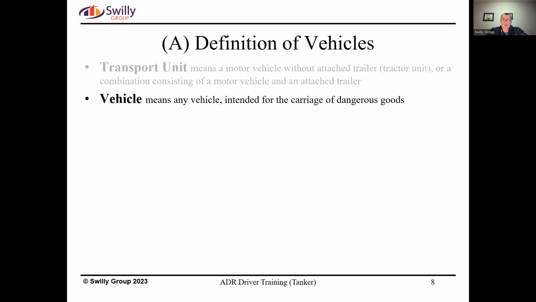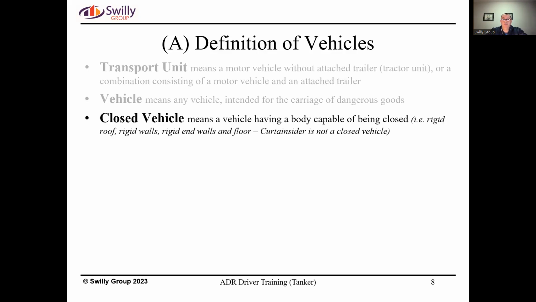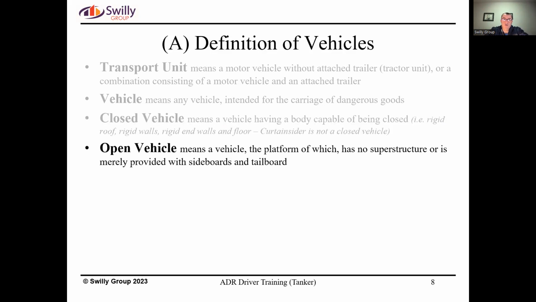Okay. Vehicle, as the name says, any vehicle intended for the carriage of dangerous goods. Closed vehicle means a vehicle having a body capable of being closed. Okay, where you have rigid roof and rigid walls. Your box van would be considered to be a closed vehicle. Curtain sider is not considered to be closed, although the curtains are there to protect from weather conditions and that sort of thing. It's not considered to be closed.